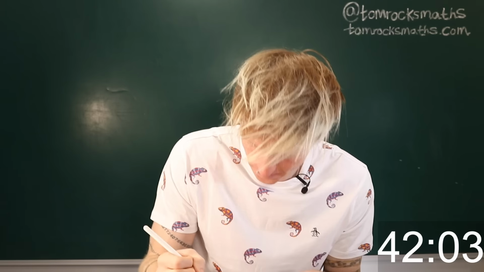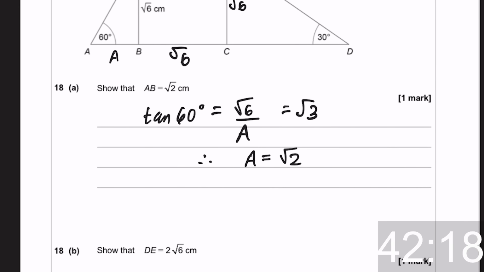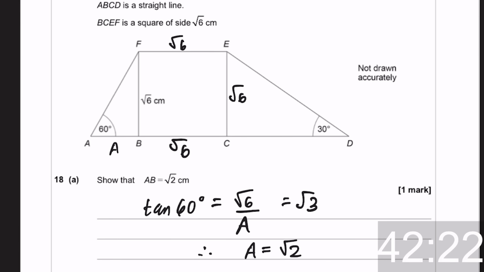Cool. Okay, assuming tan of 60 is root 3. Do I believe tan of 60 is root 3? It's sine of 60 over cos of 60, that would make sense. Okay, cool. So that's root 2. Show that DE is 2 root 6.